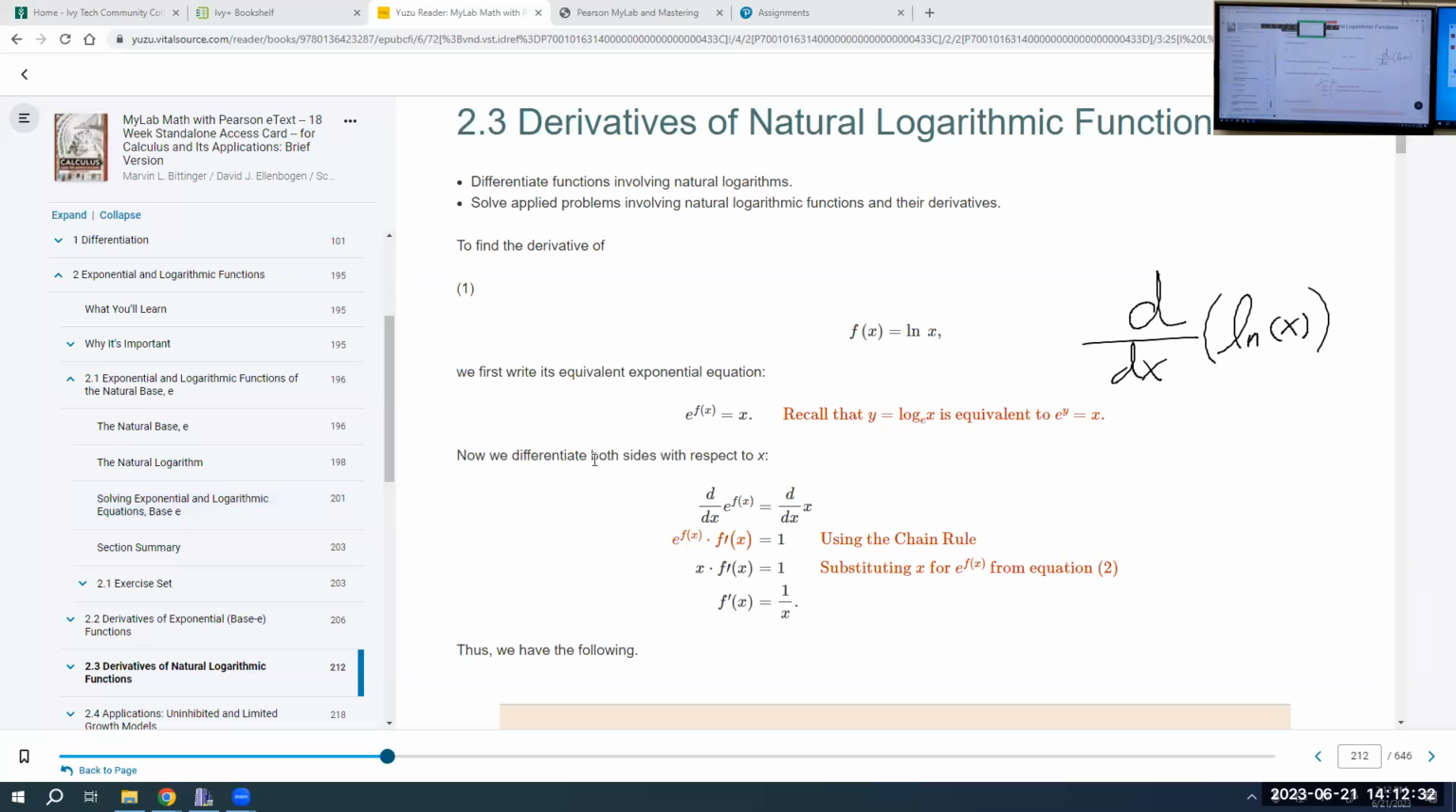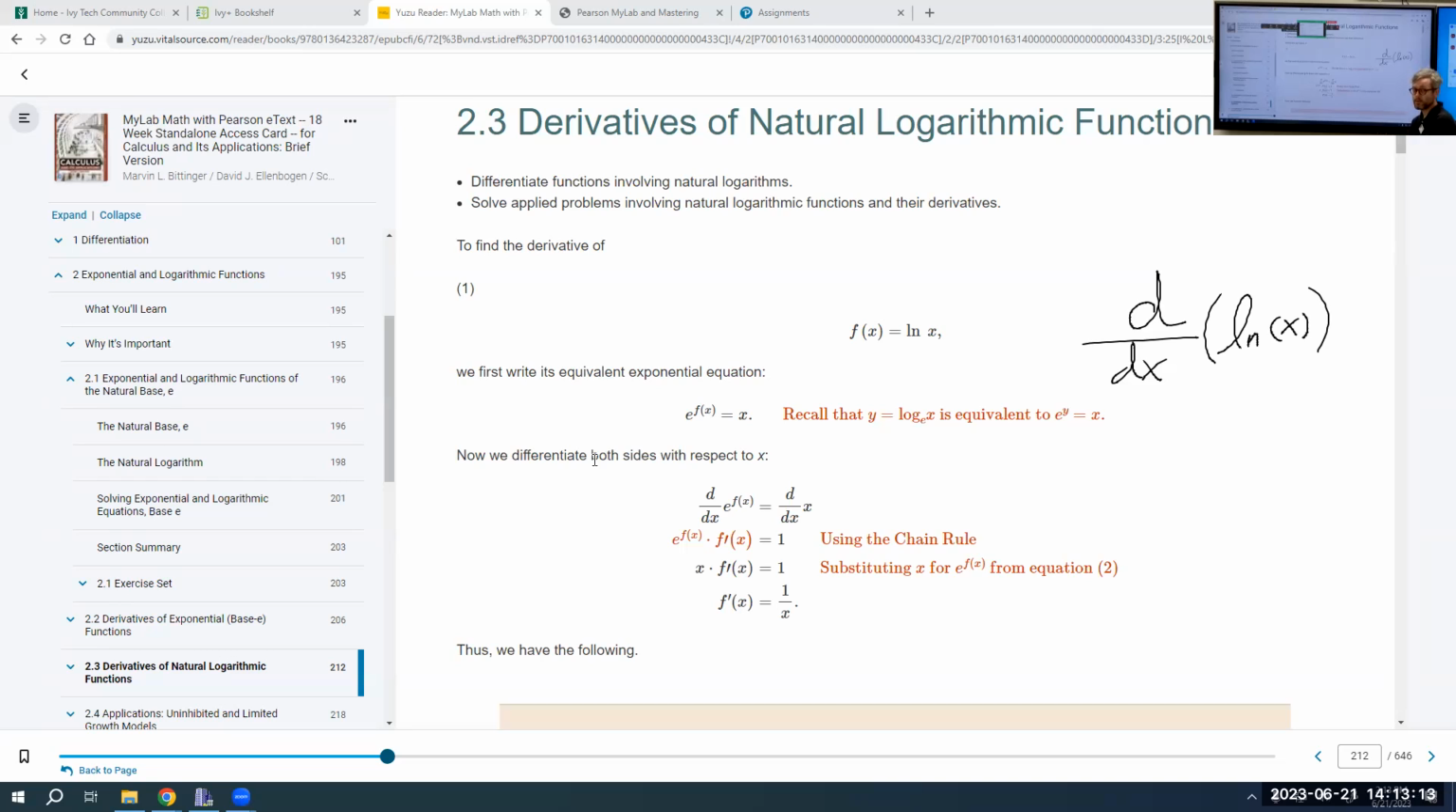There's a pretty good proof in the book that shows, by chain rule, how you can solve for the derivative of the natural logarithm. It's a little sneaky, but they put everything to the exponential, then take the derivative. The derivative of a constant is just 1. So x times whatever the derivative is equals 1, and so the derivative of the natural logarithm equals 1 over x.